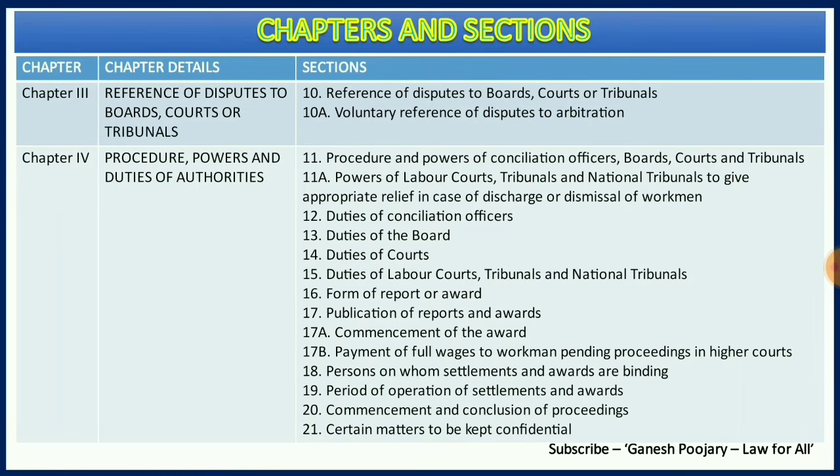Chapter 4 is about procedure, powers and duties of authorities. Here we have sections 11 to 21, starting from procedure and powers of conciliation officers, boards, courts and tribunals, and amendment section 11A about powers of labor courts, tribunals and national tribunals to give appropriate relief in case of discharge or dismissal of workmen. Then section 12 on duties of conciliation officers. Then we have duties of the board. After that it is duties of courts, and then duties of labor courts, tribunals and national tribunals. Then we have forms of report or award, and then publication of reports and awards. Then we have amendment sections 17A and 17B, on commencement of the award and payment of full wages to workmen pending proceedings in higher courts.